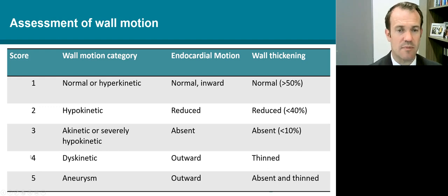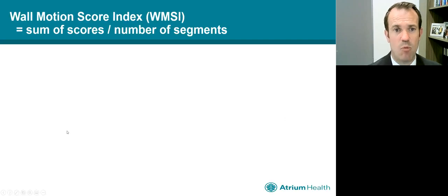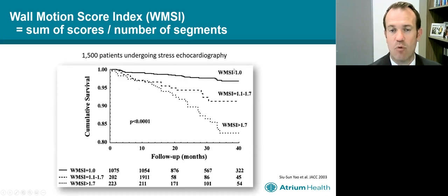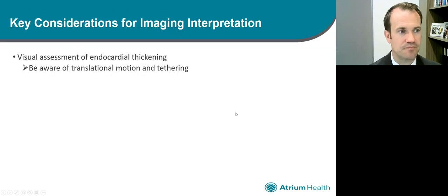We use this scoring system then to create a wall motion score index. Basically, this is the sum of all the scores divided by the number of segments. So if you have a 1, which is normal, for every segment, and then you divide it by the number of segments, that's 1. So a wall motion score index of 1 is normal. And you can see here in this study of over 1,500 patients who underwent stress echocardiograms, that if you have a wall motion score index of 1, your outcome is excellent. As your wall motion score index increases, your outcome does get worse.